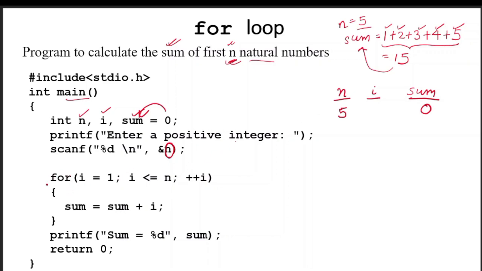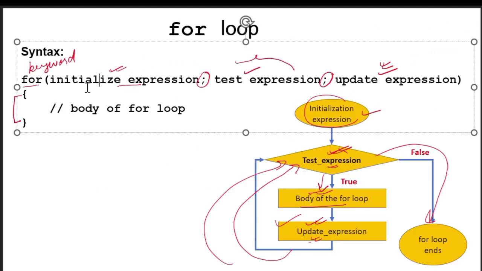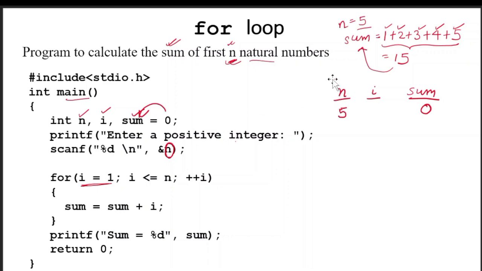Now we go to the for loop. For i is equal to 1. This is your initialize expression, as we have seen in the syntax. Then this part is your test condition, and this part is your update expression. In the initialize expression, it initializes variable i with value 1. So is 1 less than or equal to n? This is your test condition.